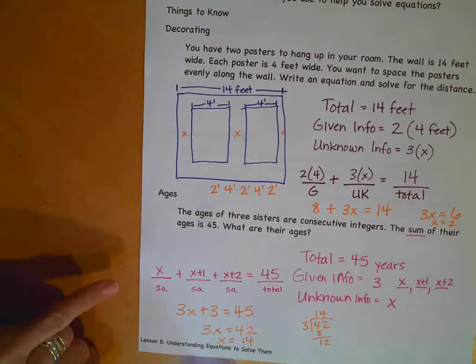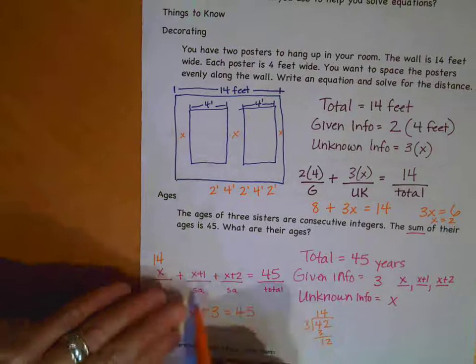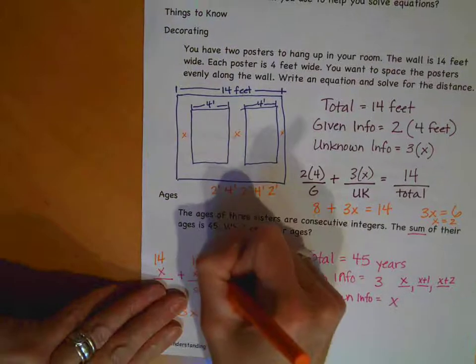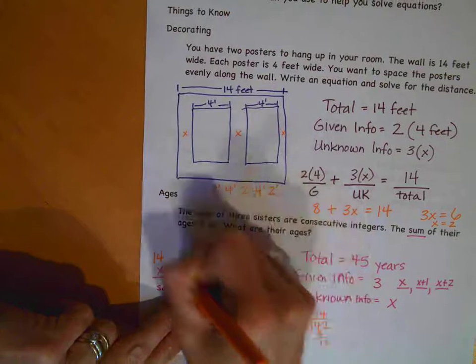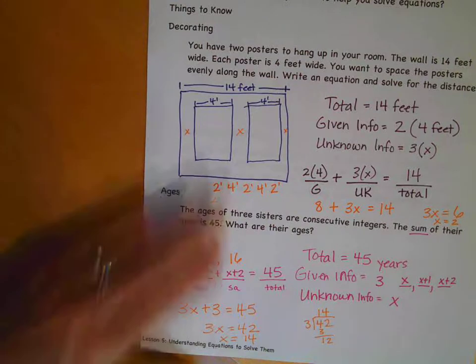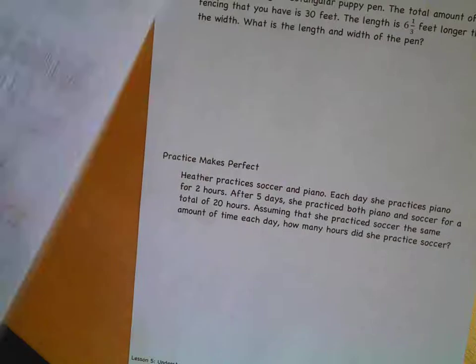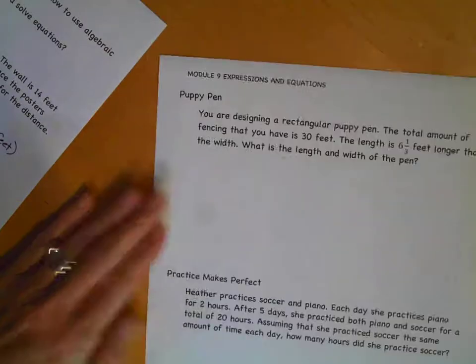So that means one of the sisters is 14. Which of the sisters is 14? This girl. So if she's 14, what does the second sister have to be? 15. And what does the third sister have to be? 16. Because they're consecutive. They go in order. So did we figure out the three sisters' ages? Yep. And we used total, given information, unknown information. Okay? This isn't so bad, right? Okay, so we have two more to try.